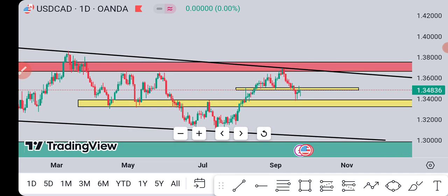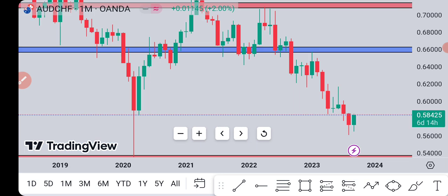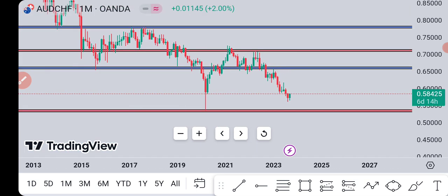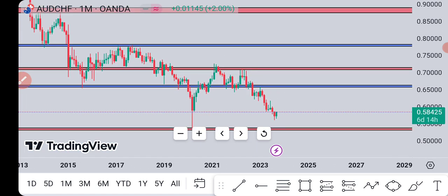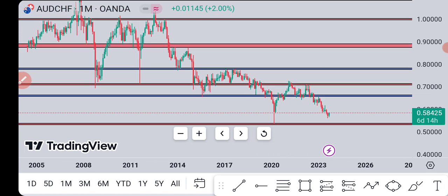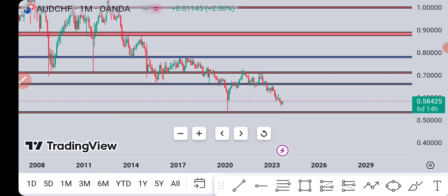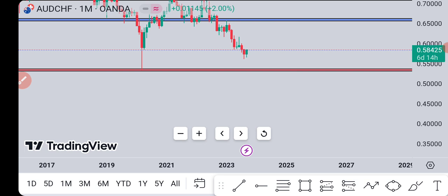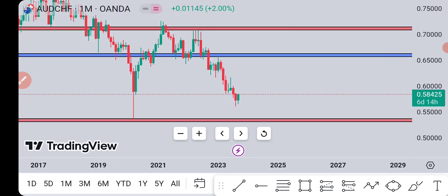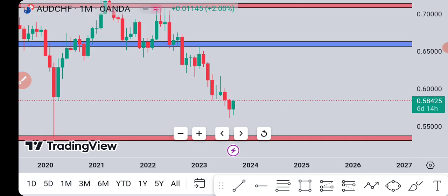So the next pair I will take is AUDCHF. This is my AUDCHF chart. Starting on the monthly, everything is bearish to the downside, and this month's candle is currently giving us a bullish engulfing.